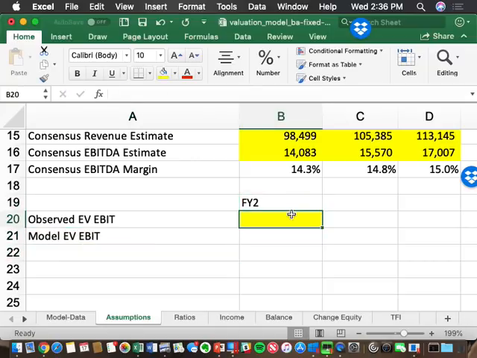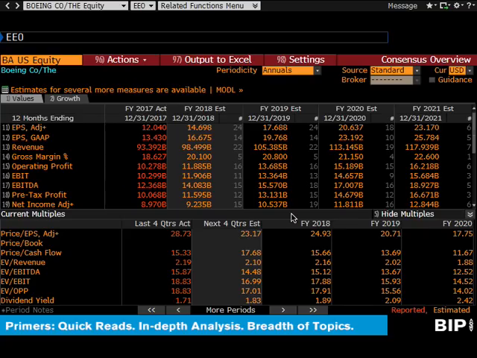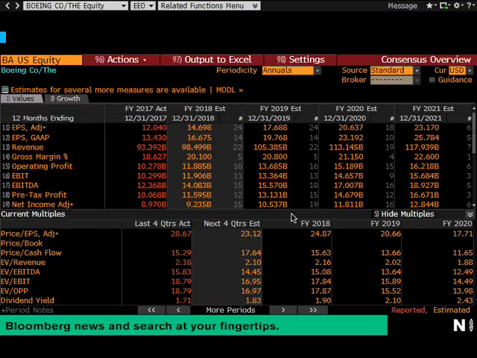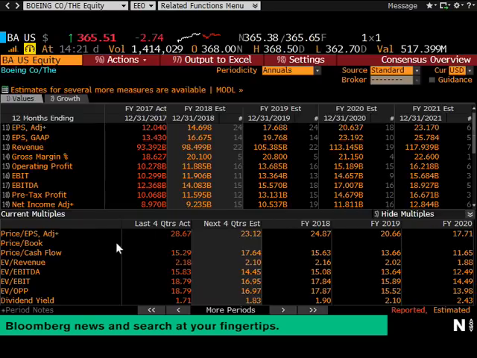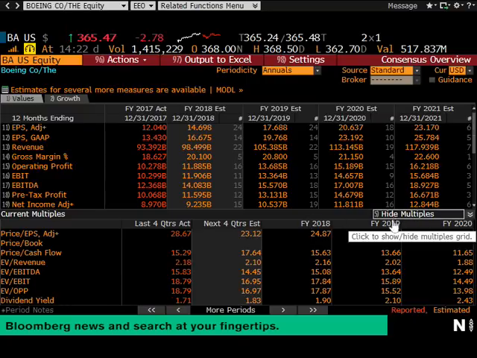So what is our observed EV to EBIT? Well, it's actually on the EEO screen. When you took the screenshot of the EEO screen, on the bottom half of the EEO are the current trading multiples, and the sixth one down is EV to EBIT. This is the second forward year, 2019, FY 2019. So as of right now, it is 15.89.